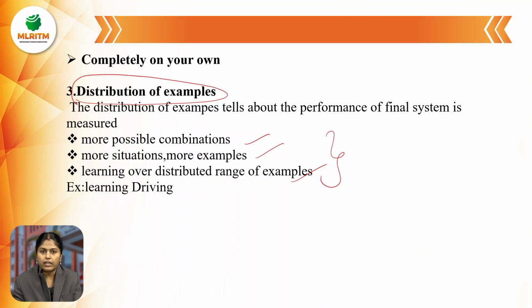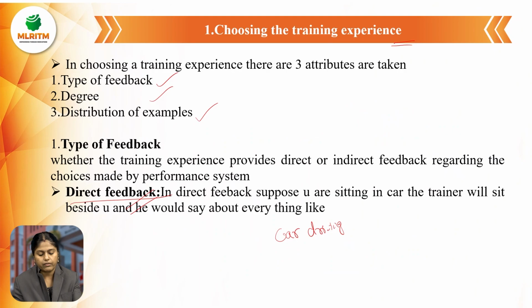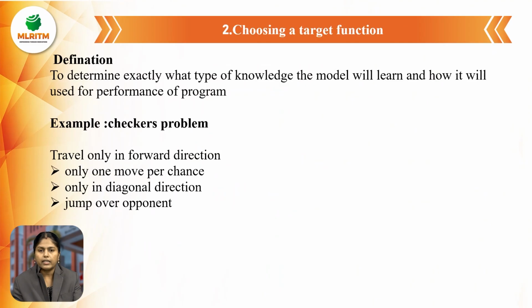These are the three attributes for the distribution of the examples. First, we can get more possible outcomes, and next, multiple situations and multiple examples over a distributed range, meaning a number of situations or multiple combinations will be found in the distribution of examples. So these are the three attributes: the first is the type of feedback, the next is degree, and the third is the distribution of the examples. These are the three attributes we consider when choosing the training experience.